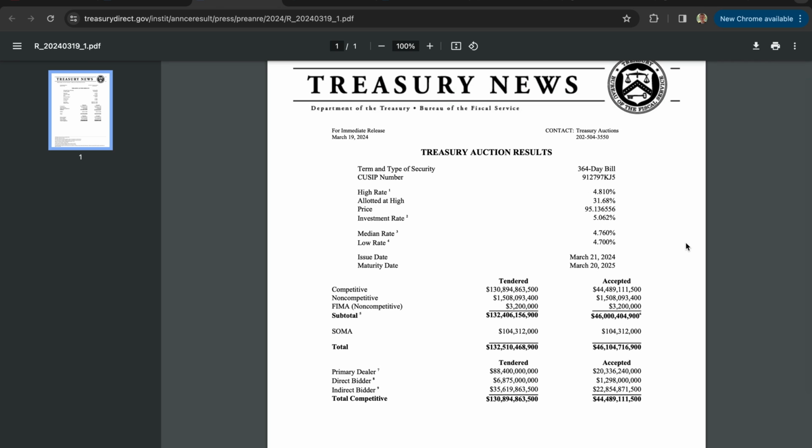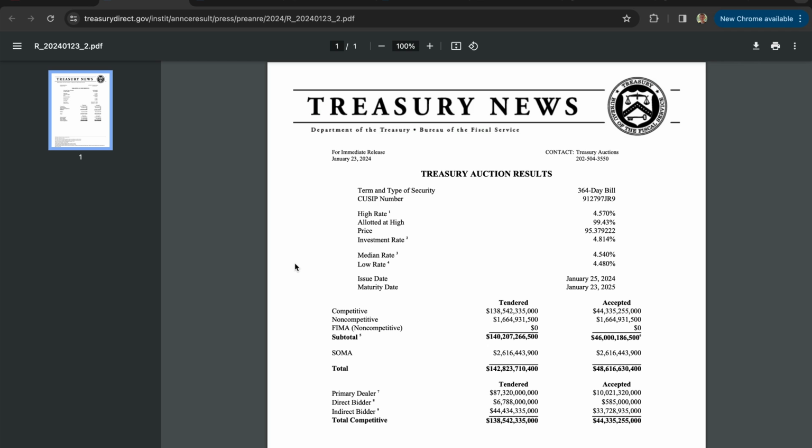Now, if I switch over to the March results for that same 1-year T-bill, you can see that there was only $132 billion bid and $46 billion accepted. If you do that same math of total bid divided by total accepted, that's going to give us a bid to cover ratio of 2.878. Now, obviously, you have to sort of look at the trends and average this all out, but in general, the higher the bid to cover ratio, the stronger the auction was, the higher demand that there was, and that is a good sign for Treasury auctions.